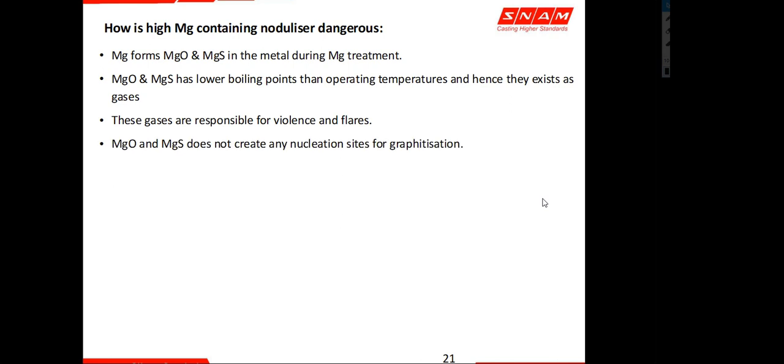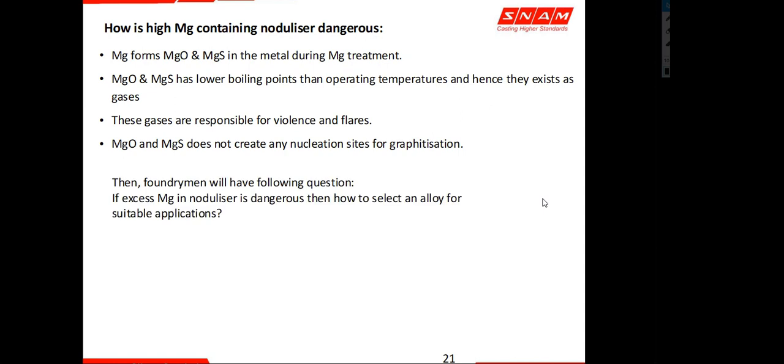So only a small amount of MgS creates nucleation sites. Except for that, the excess of MgS and MgO has got no part in forming nucleation for graphitization. So if excess magnesium is dangerous, then how do people select an alloy for suitable application?